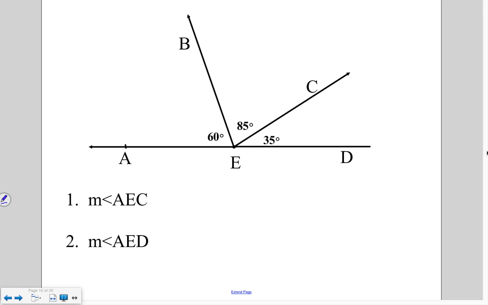All right, the measure of angle AEC. So AEC, we're looking at this angle plus this angle. So that's 60 plus 85. Looks like we got a 145 degree angle.